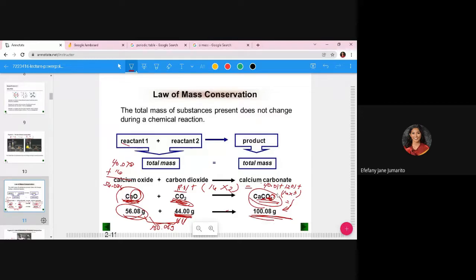So you should know how to find the atomic weight for each element in the compound. You just add all of them.